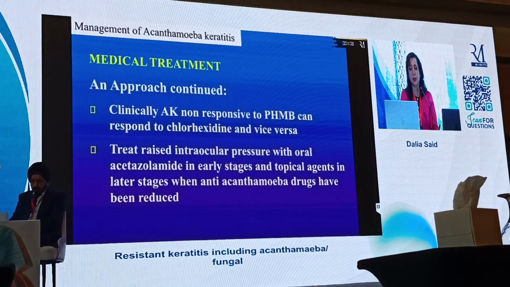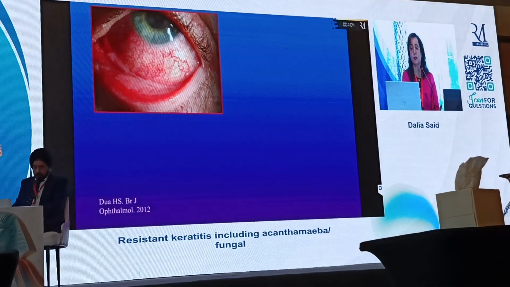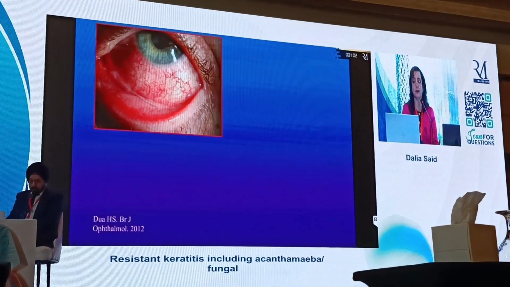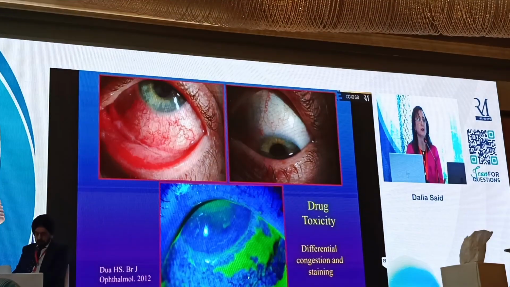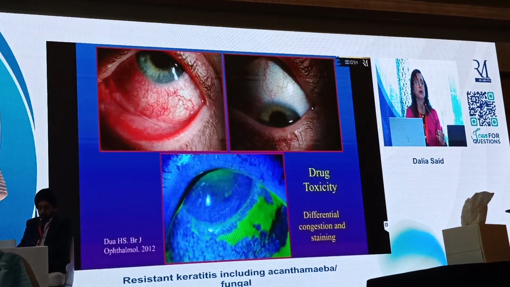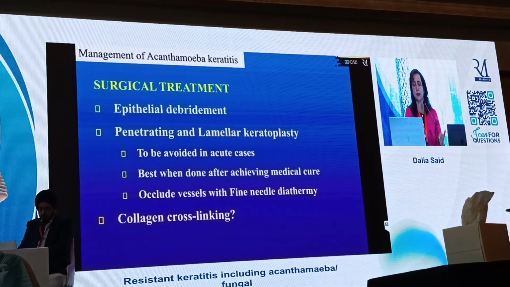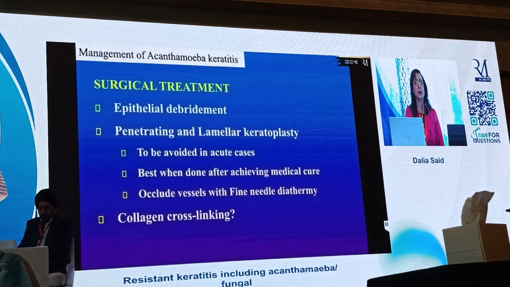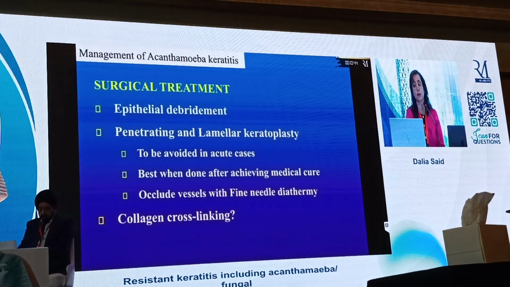And remember the pressure, you can sometimes get very high pressure with acanthamoeba, and drug toxicity. If you see redness inferior, much more than superior, and you see areas of conjunctival staining, then you know that you're getting drug toxicity. You have to either stop your treatment for a while or reduce it. There are other surgical treatments such as debridement, penetrating or lamellar grafts. Biological thinking in acanthamoeba cases is still controversial.